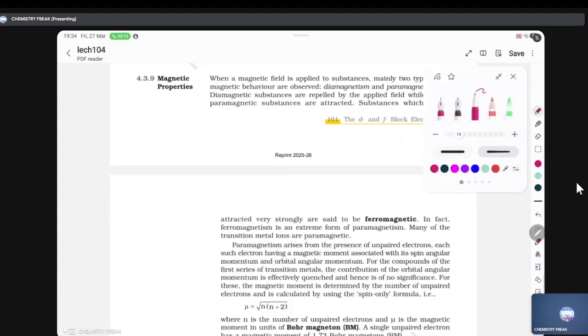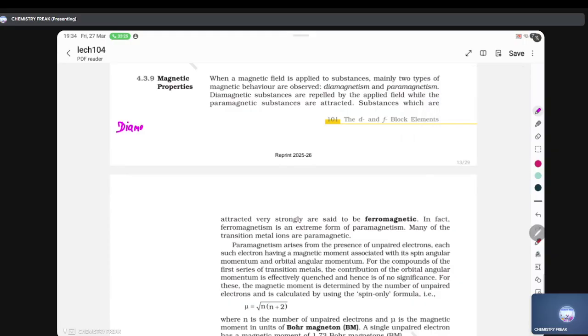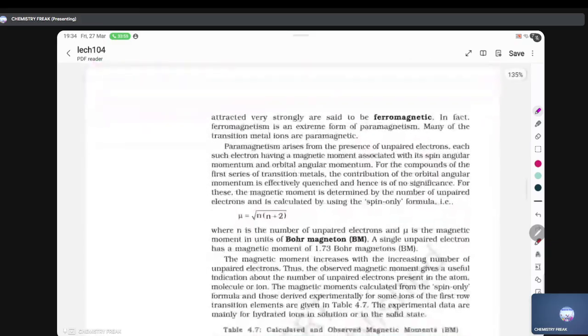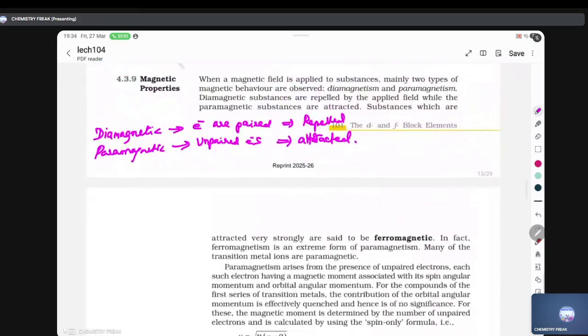What are you trying to convey in the case of magnetic properties, sir? It's very simple. What is diamagnetic and what is meant by paramagnetic? Tell me first. Sir, diamagnetic means all the electrons are paired and it is repelled in a magnetic field. Whereas paramagnetic means unpaired electrons are present, and paramagnetic substances are attracted in a magnetic field.